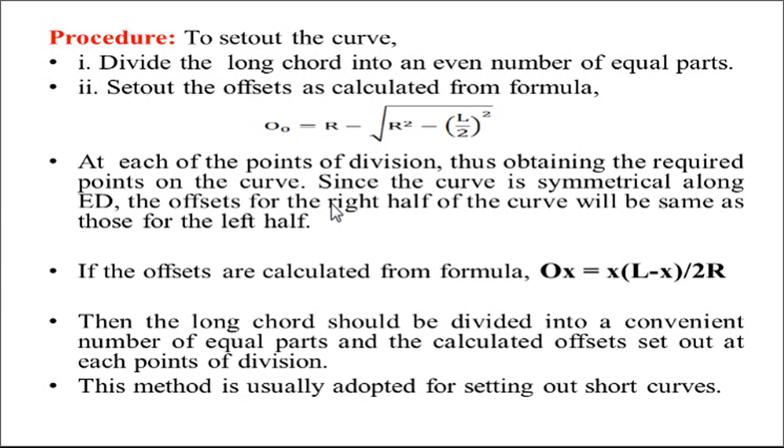Since the curve is symmetrical along ED, the offsets for the right half of the curve will be the same as those of the left half. Next, if the offsets are calculated from the formula OX is equal to X into (L minus X) divided by 2R, then the long chord should be divided into a convenient number of equal parts and the calculated offsets are set out at each point of division. This method is usually adopted for setting out short curves in case of roadways.